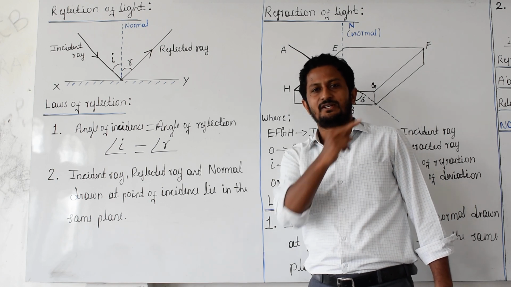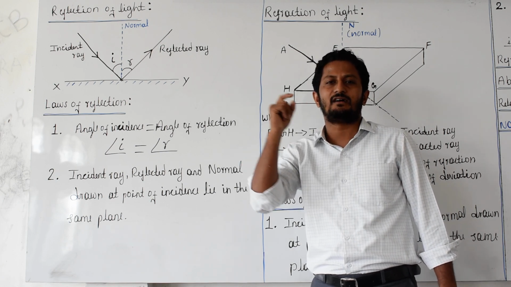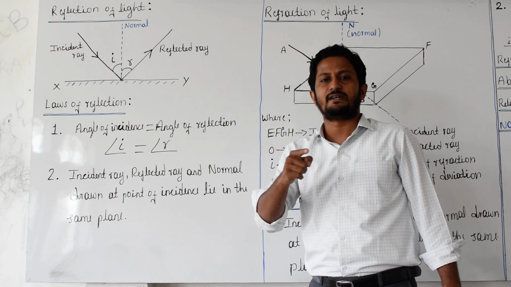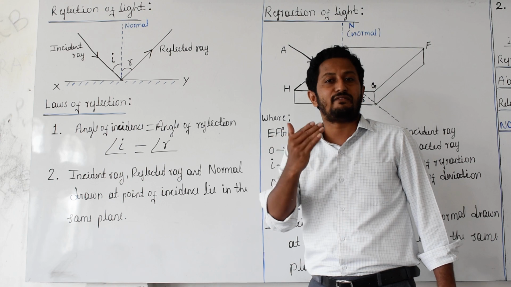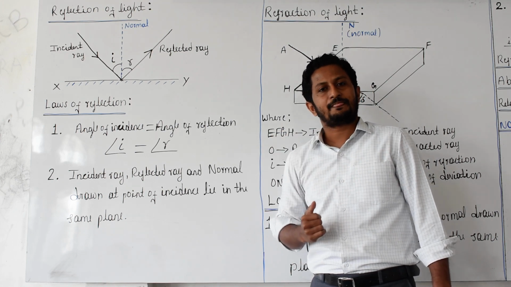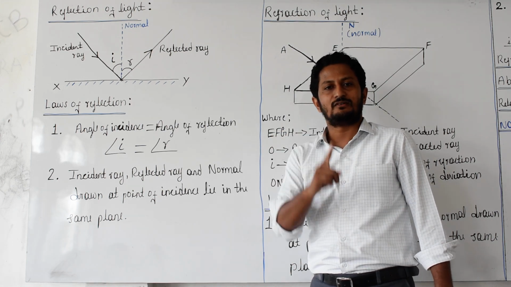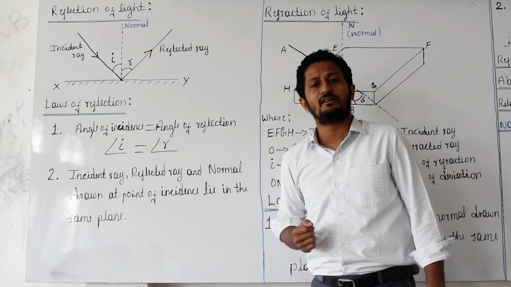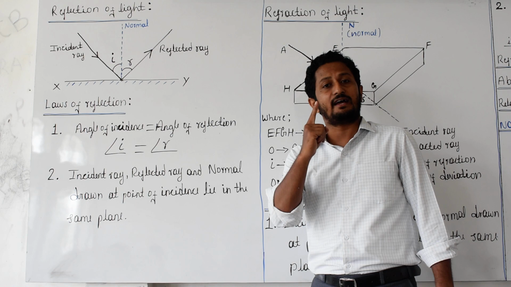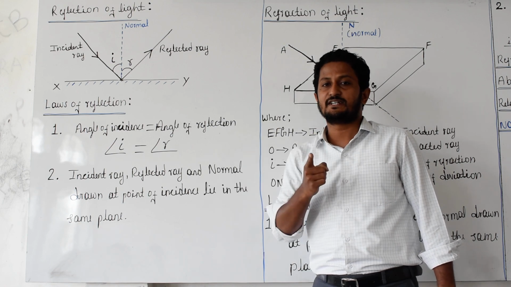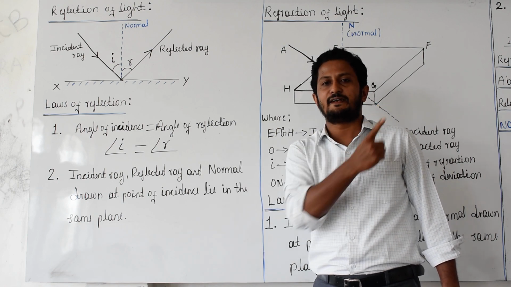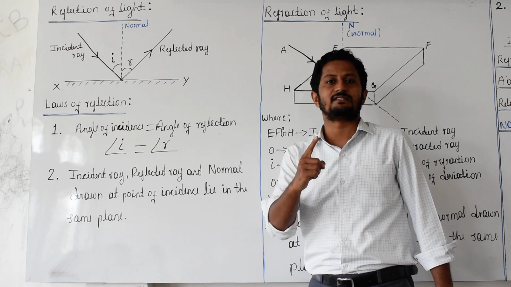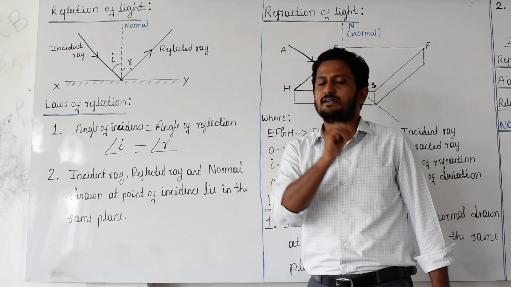Reflection is just the bouncing back of the light into the same medium when it strikes a reflecting surface. That has two laws. One is, angle of incidence is equal to the angle of reflection, and another one is, the incident light ray, reflected light ray, and the normal drawn at the point of incidence, all are lying in the same plane.